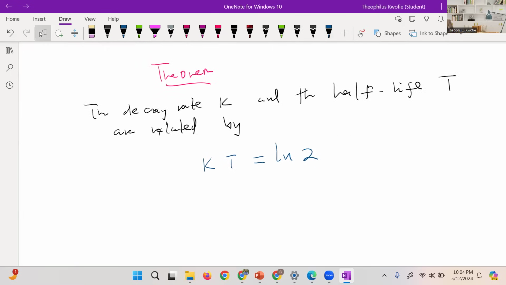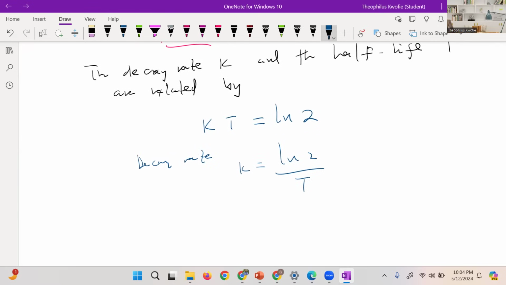All right. So with this, what it means is that I can determine so many things. I can find the decay rate. So it just means that our decay rate in this case will be ln of 2 over the half-life. Okay, and then also half-life.